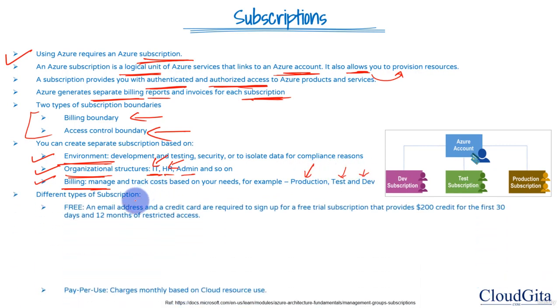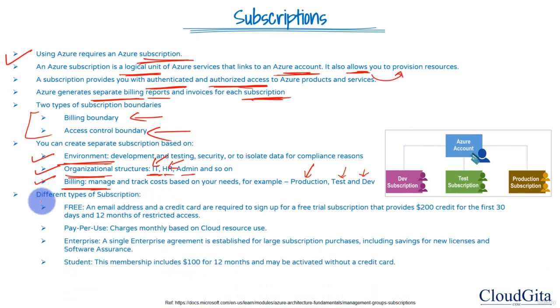And then there are actually different types of subscription. There may be a free subscription which you get when you create a new account. There's pay-per-use, which currently I'm using, and this is the very common one. You get your monthly bill for whatever you use. And there's a separate subscription for enterprise. They create a lot of resources, very expensive resources, so they get a lot of discount and those kinds of things. There's a separate subscription available for a student.